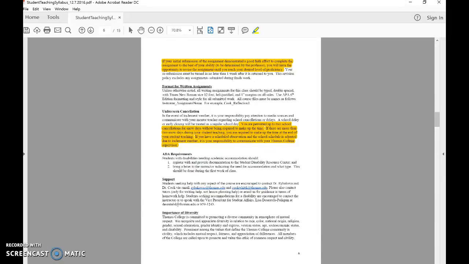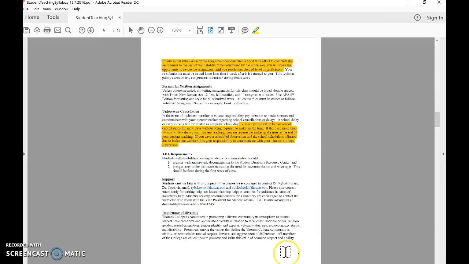And the idea is that you're still getting the amount of student teaching experience that we were hoping for. So if there's more than 2 days during your student teaching, you'll have to make it up at the end. If you have a scheduled observation and the school schedule is adjusted due to snow or inclement weather, it's your responsibility to communicate with your Thomas College supervisor. So we need to know what's going on so that we are arriving when your scheduled observation might be.